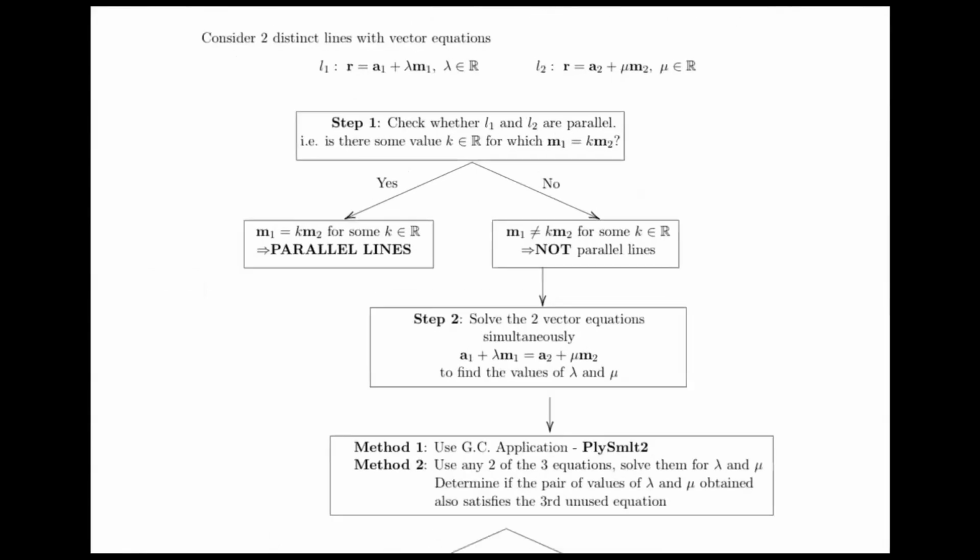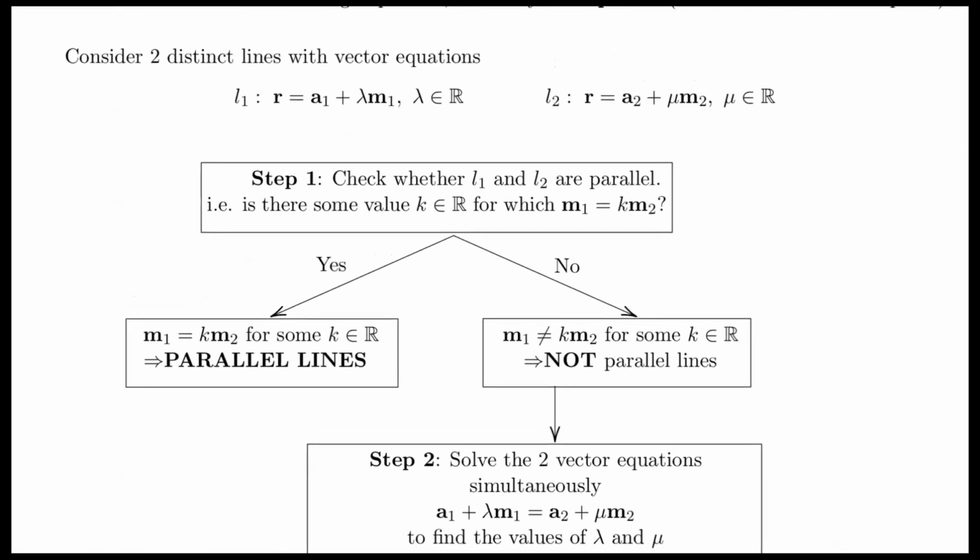Step one, we need to check first whether L1 and L2 are parallel to each other. How? Look at the direction vectors. If the direction vectors are the same, or scalar multiples of each other, then we know automatically they're parallel. Remember there are three cases: parallel, intersecting, skew. So the parallel one is cleared.